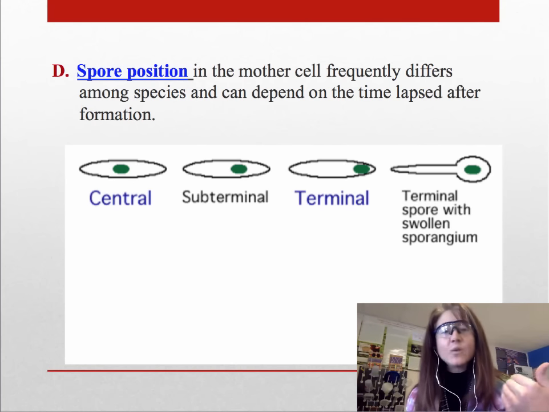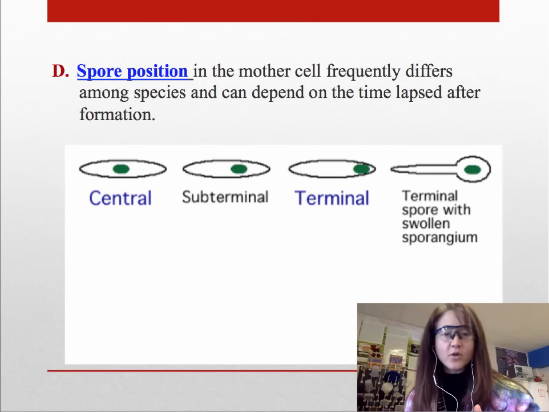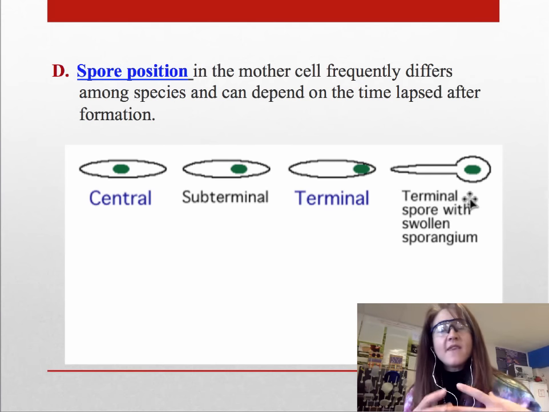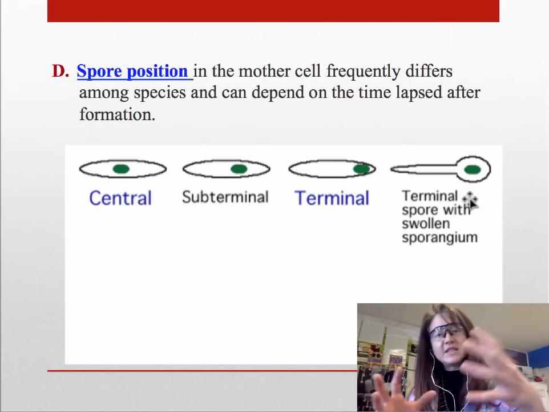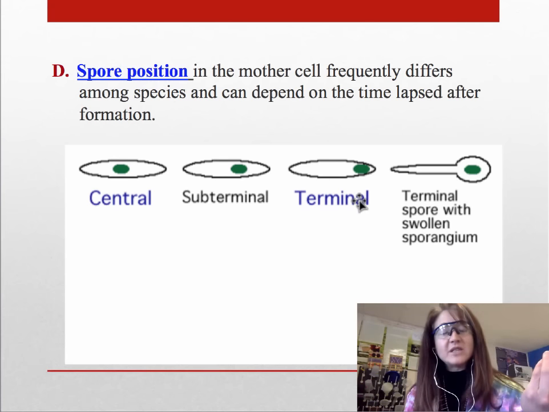When it does that, and we observe the spore, we might see that the spore sits in various different locations within the cell. This depends partly on the amount of time that's lapsed since the spore began to form, or also on the type of organism, the species that is forming that endospore. Some very commonly form this swollen sporangium, meaning that the mother cell that's making the spore actually becomes enlarged where the spore is because of the spore size and location.